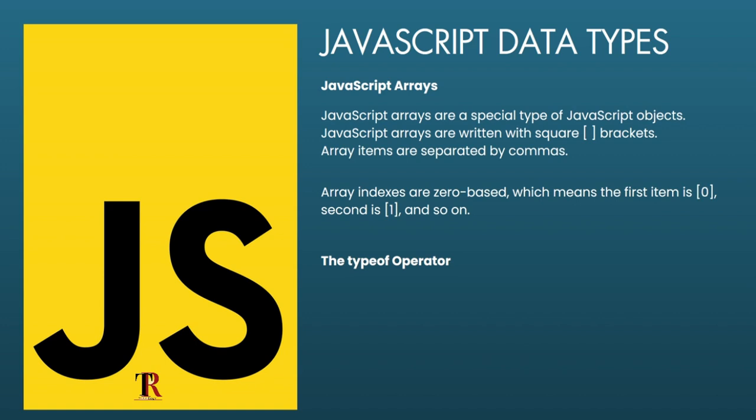Array items are separated by commas. So regardless of the number of items or elements in your array, they are usually separated by commas in JavaScript. So let's take a look at an example of how you can declare an array in JavaScript and how you can access the items or the elements of such an array.